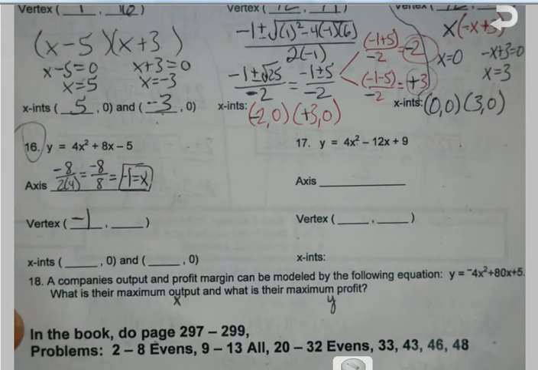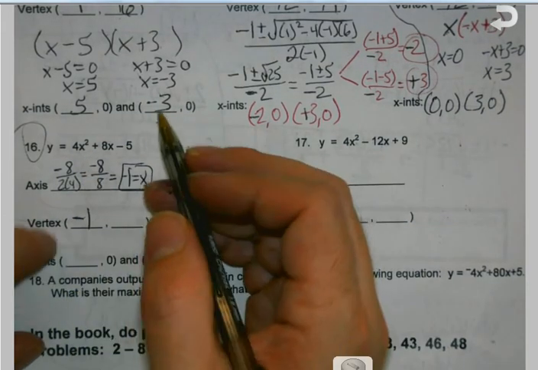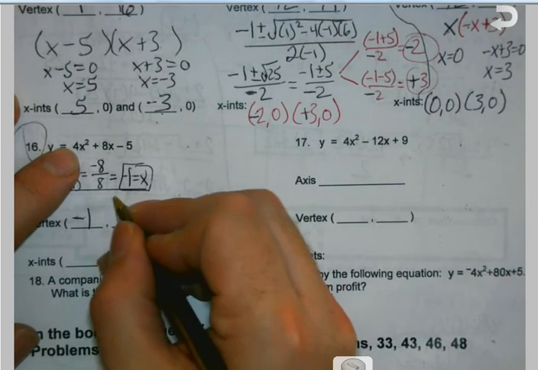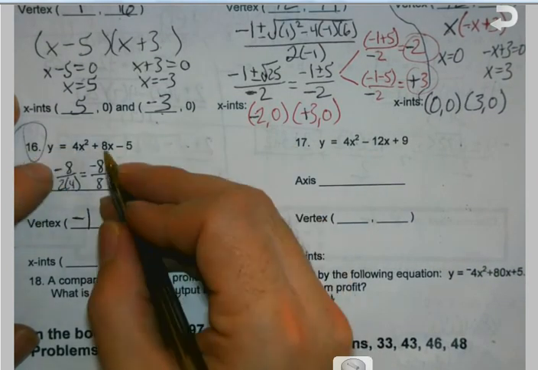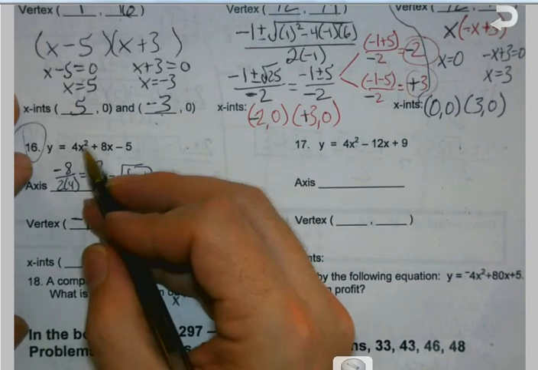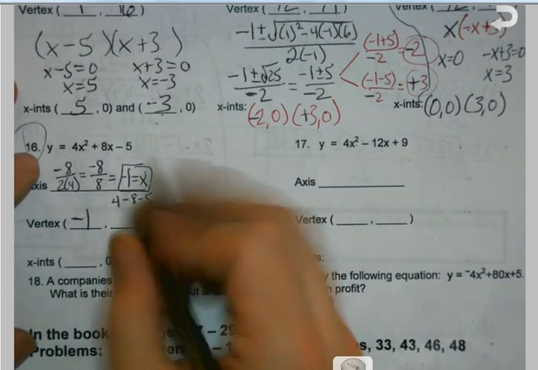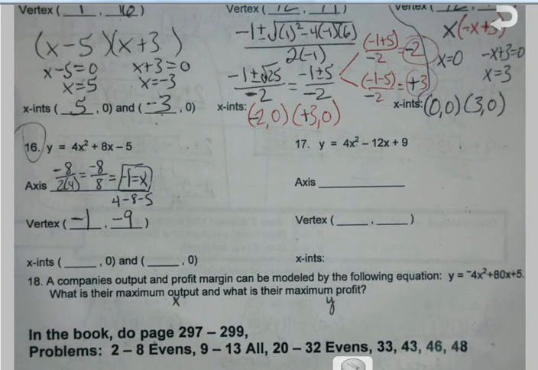Then here, to get the other value of my vertex, I can just plug in here. So let's see. I'd have 4 minus 8 minus 5 by plugging negative 1 in for x. So negative 4 minus 5 is negative 9. Get my vertex set. And then again, my intercepts.